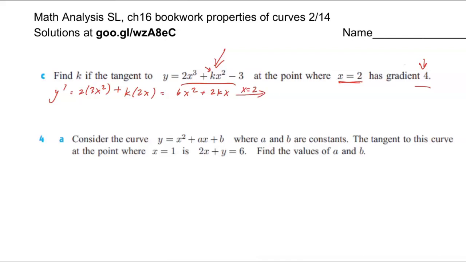When x equals 2, this is equal to 6 times 2 squared plus 2k times 2. Simplify. 6 times 4 is 24 plus 4k. When is that derivative equal to 4? 24 plus 4k equals 4. 4k equals negative 20. k equals negative 5.